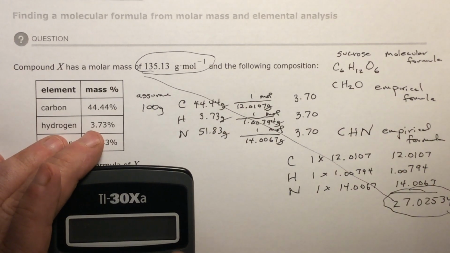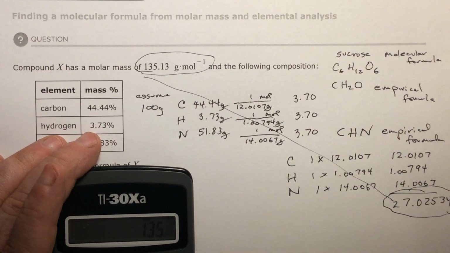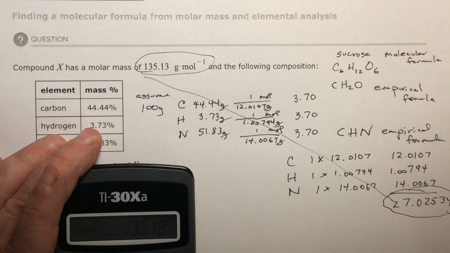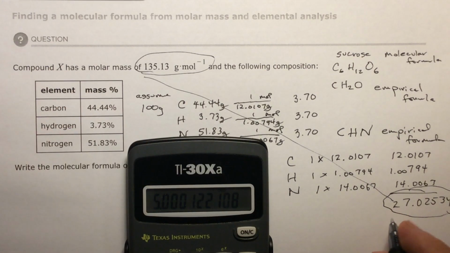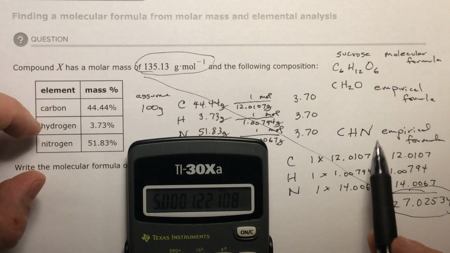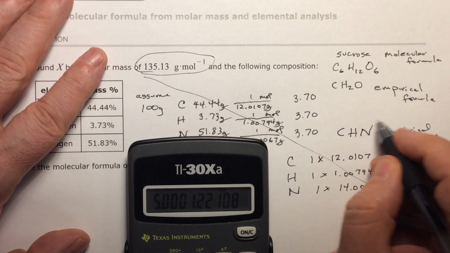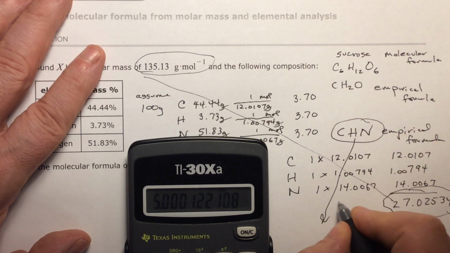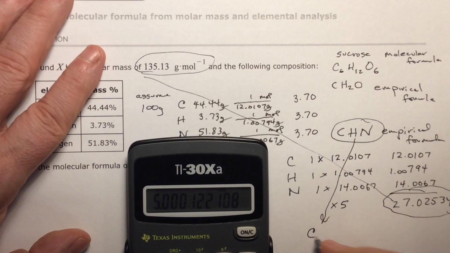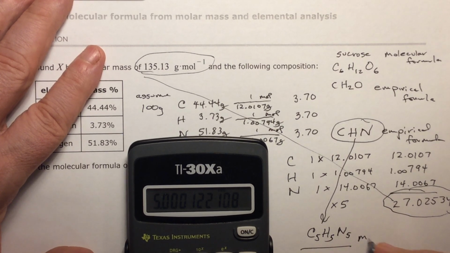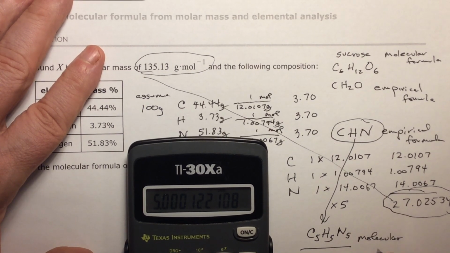So I'm going to take 135.13 and divide it by 27.02534, and I get 5. 5 is going to be multiplied by each one of these to give me my molecular formula. So I'm going to take this, multiply it by 5. So I have C5, H5, N5, and this is my molecular formula.